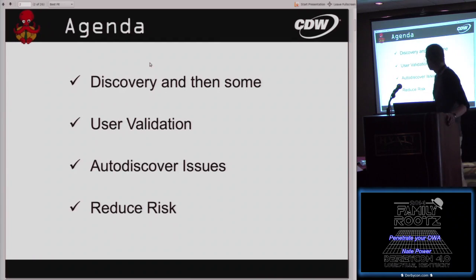We're going to be talking about some discovery methods that I've been using to be able to find a client access server on the internet. We'll talk about ways to actually be able to validate users without actually authenticating to the system. We'll be discussing some issues I found in the Autodiscover service and how I've been leveraging those on a pen test. Then we'll talk about a few methods that we could use to actually reduce some risks.